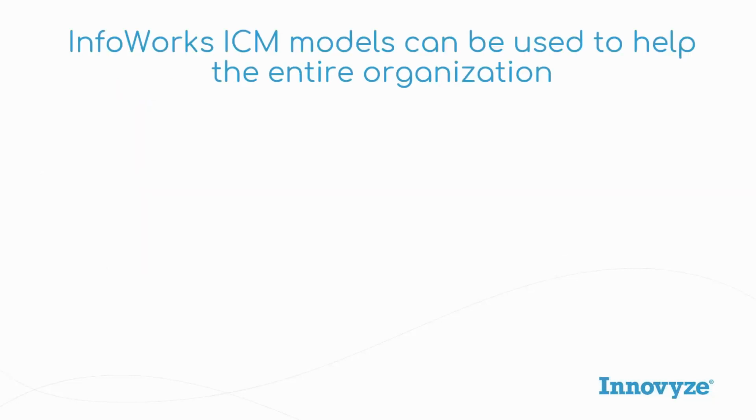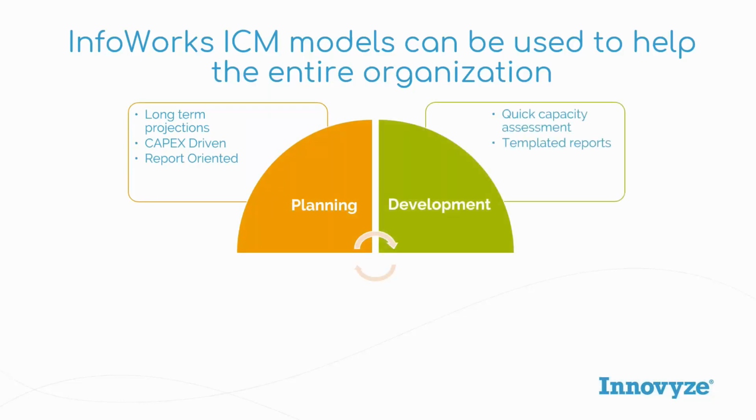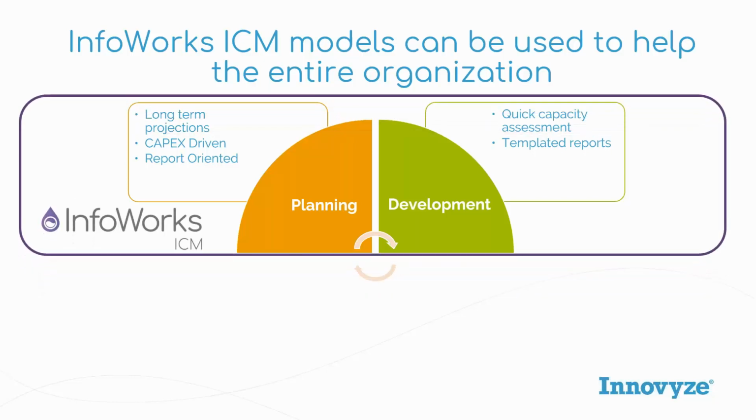So by that, you might be able to gather that ICM models can be used to help the entire water organization on the drainage side. They're typically used for planning situations where you'd be interested in long-term projections, development situations where you'll be changing parts of the network, building new properties, river changes, things like that. And that would all typically be done in InfoWorks ICM. That's where the models would be created and developed.